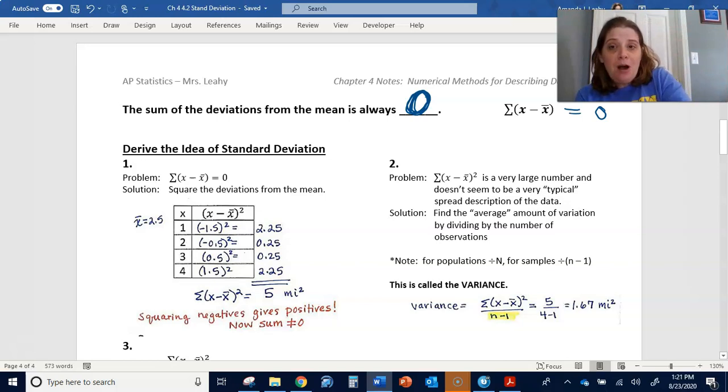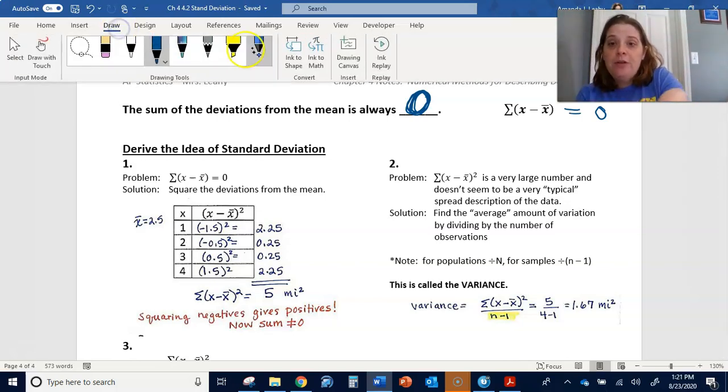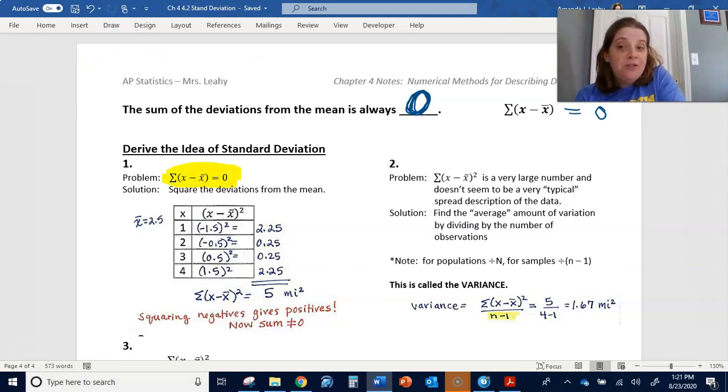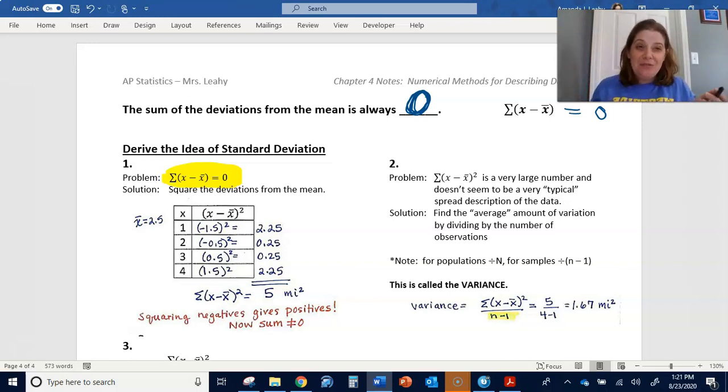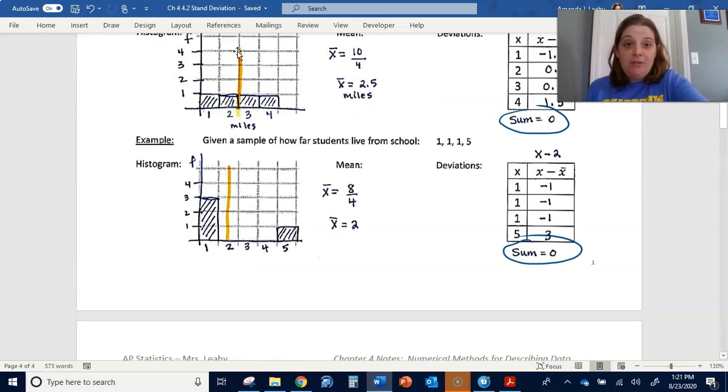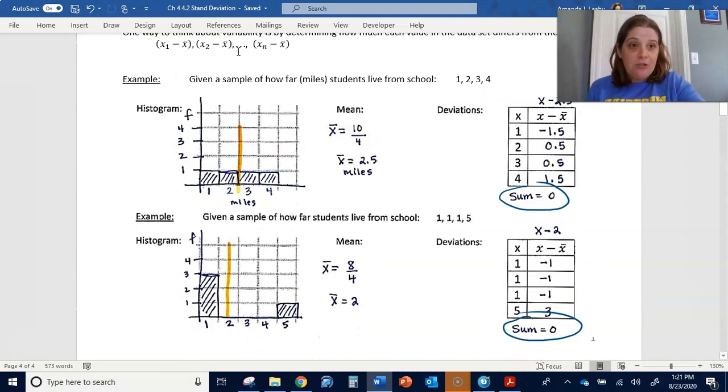The first problem that we encounter is that the sum of the actual differences from the mean always add up to 0, every single time. If I wanted to find an average, I'd add them up and divide by how many there are. But if I add all these differences up and divide by how many there are, I get 0 every single time. I would get 0 for both of these. On average, 0. 0 divided by 4, 0 divided by 4. That doesn't give me any difference in these two values.